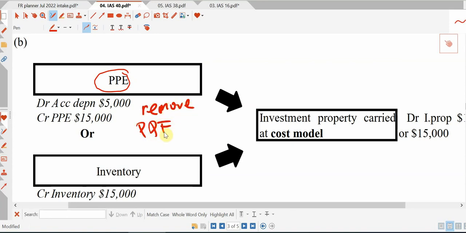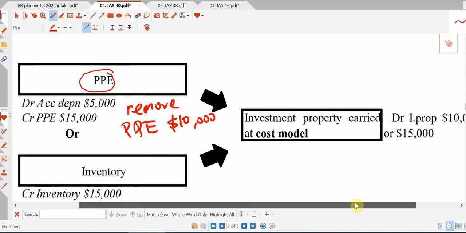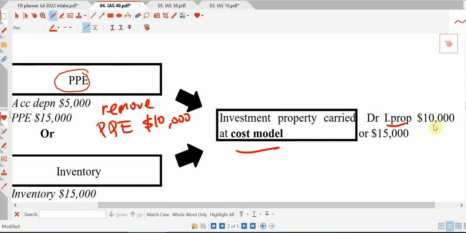PPE, book value 10,000. So you remove the cost account, remove the accumulated depreciation account, you remove the 10,000, and then you debit cost model. Okay, great. Investment property 10,000. But the inventory is a bit special. Inventory, there's no depreciation.